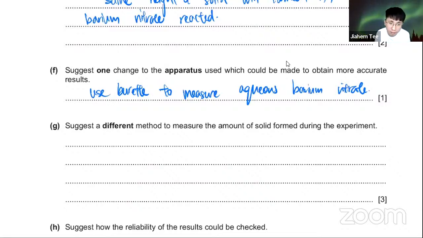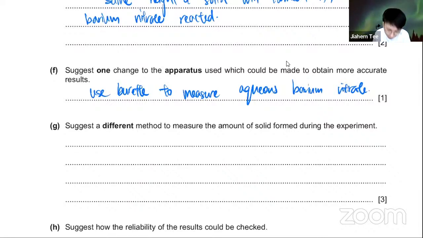Suggest a different method to measure the amount of solid formed during the experiment. Just now we used a ruler to measure, correct? But what is the other way to measure the amount of solid? If the height is not what you want, maybe we can measure the mass because it's solid. So how to measure the mass of a solid? We're going to use a weighing balance. But do you take the whole thing and go and measure? No. You have to first take out the solid, then go and measure it.